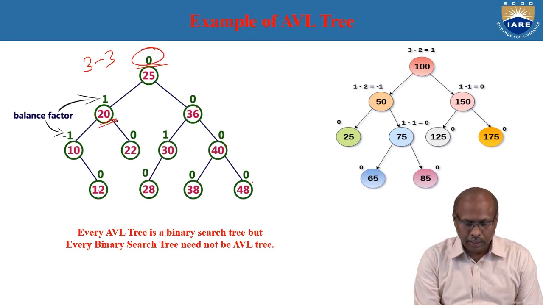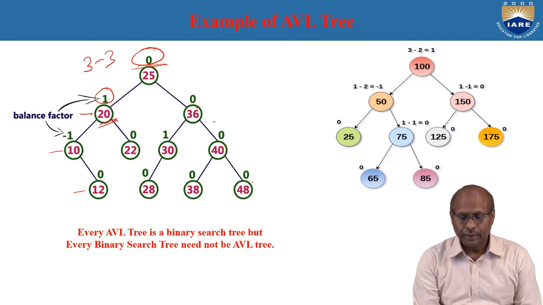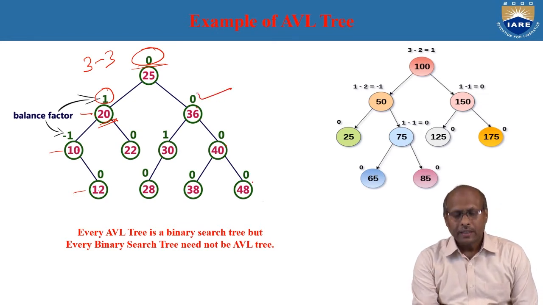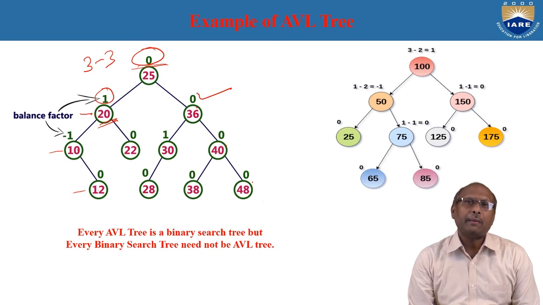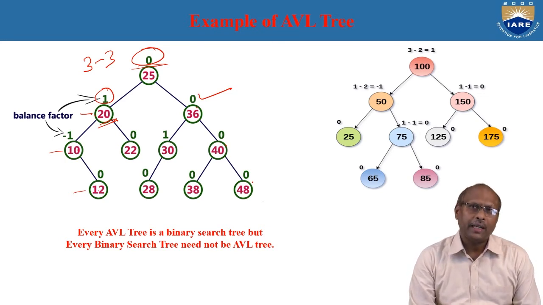Similarly, think about 20. What is the balance factor? The left side height is 2 and the right side height is 1. So 2 minus 1 is 1. So it is also balanced. Similarly, for 36, the heights are 2 and 2, so 2 minus 2 is 0. So if you think about the entire tree, everywhere the balance factor is either 0 or 1. So it is completely an AVL tree.